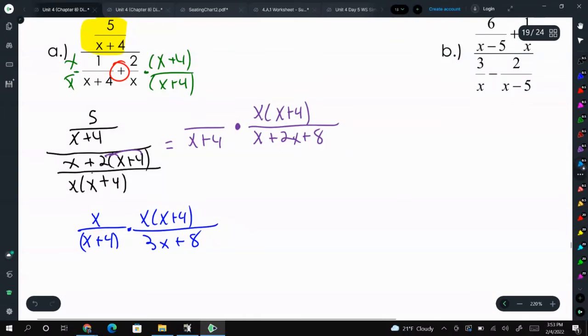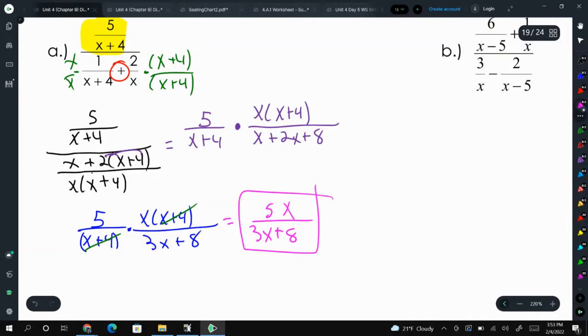I don't know why I changed this to an x, so let's fix that. This was a 5. So anyway, we get 5x over 3x plus 8. And that's our simplified answer.